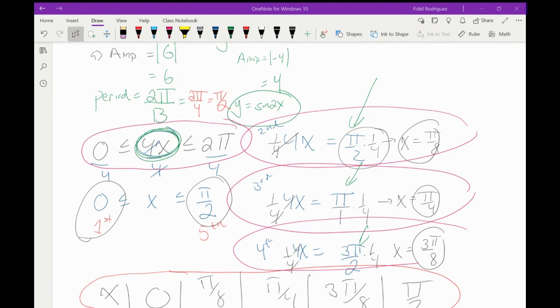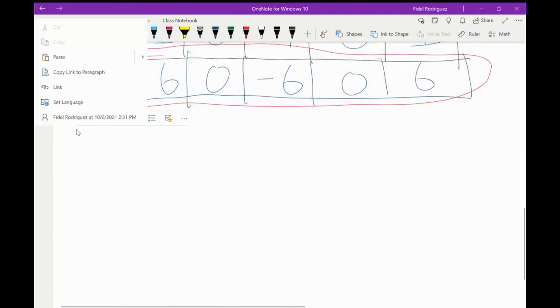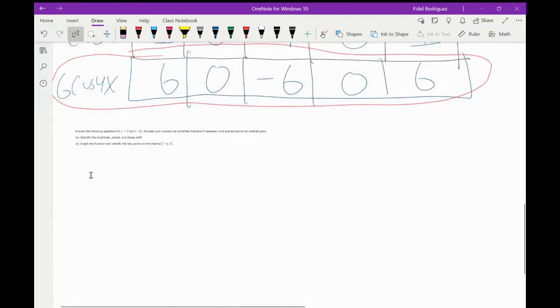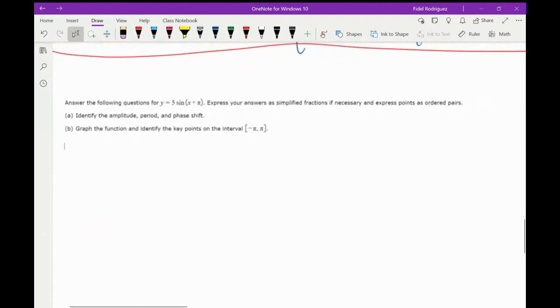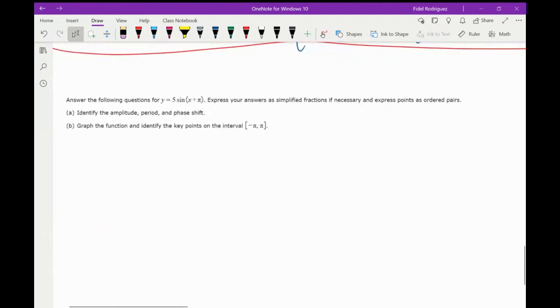Okay, so now let's figure out our phase shift. So I'm going to come back over here, and we're going to do, again, a little bit of copy and paste. Let me copy this here, and I'm going to put this in my notes back over here. Boom. And let me zoom in. Okay, we still have to find the phase shift.